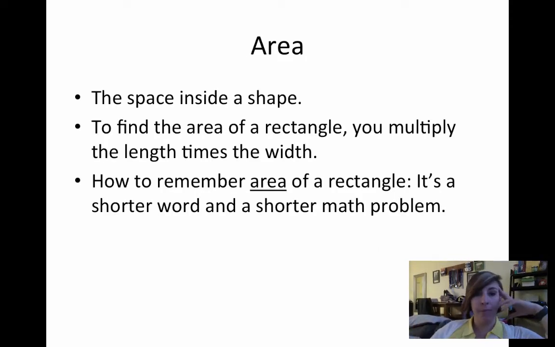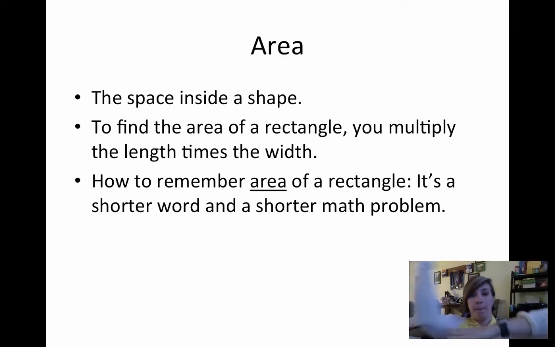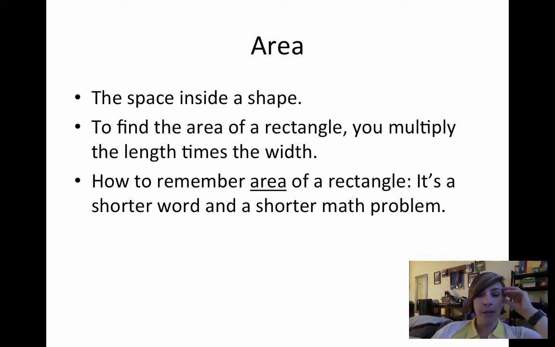Now let's talk about area. So the area is the space inside of a shape. You find the area of a rectangle by multiplying the length times the width, or the base times the height, if that's what you prefer. Basically, there are two sides that make a 90-degree angle. Multiply times multiply. You remember the area of a rectangle? Area is multiplying because it's a shorter word and a shorter math problem. So perimeter is a long word, a long math problem. Area is a shorter word and a shorter math problem. It's just multiply times multiply.